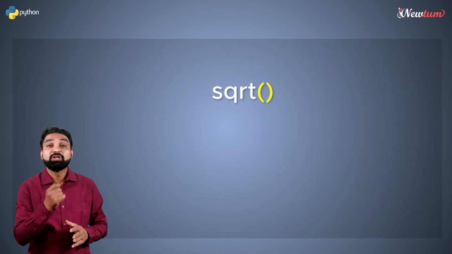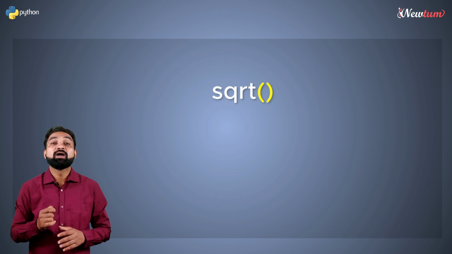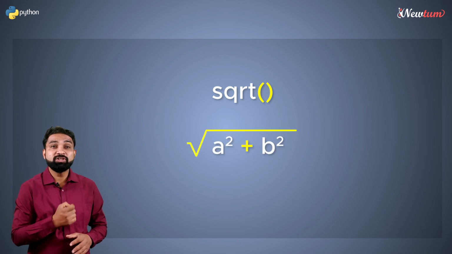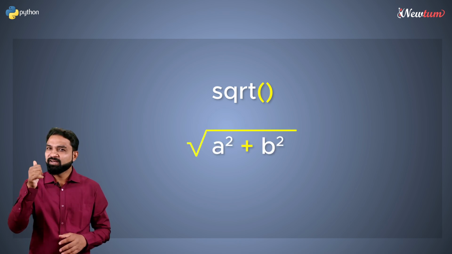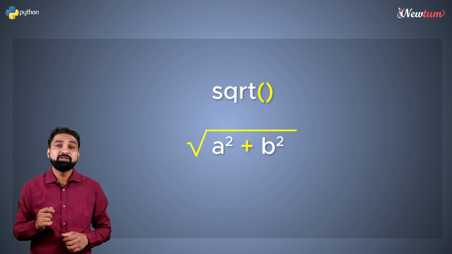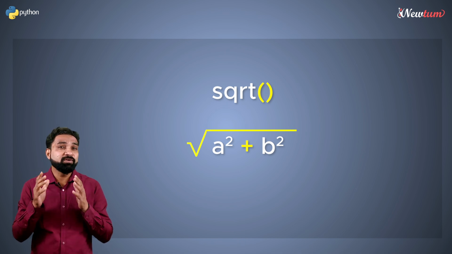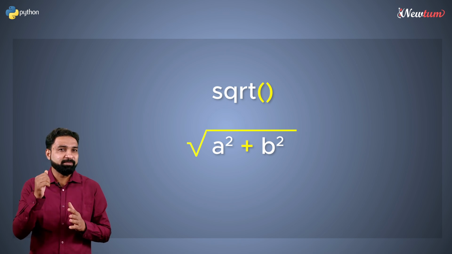Python math library offers the sqrt function to calculate the square root. And we have solved this equation using the math function in our last session. In this session, we will study a few more essential functions available in Python's math library.